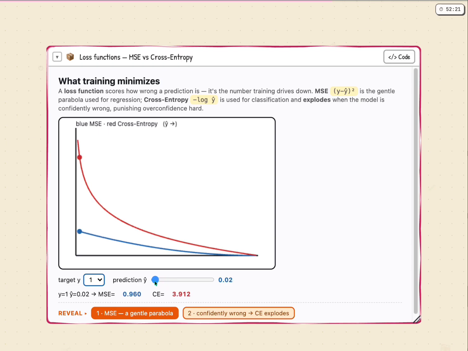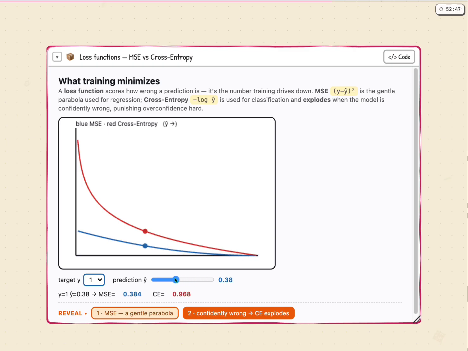Is this a cat or a dog? We use cross entropy. And watch what happens here as the model becomes confidently wrong, predicting definitely spam when it's actually not. The loss doesn't just rise, it explodes toward infinity. Cross entropy punishes overconfidence brutally. It forces the model to be not just right, but appropriately humble about how sure it is.